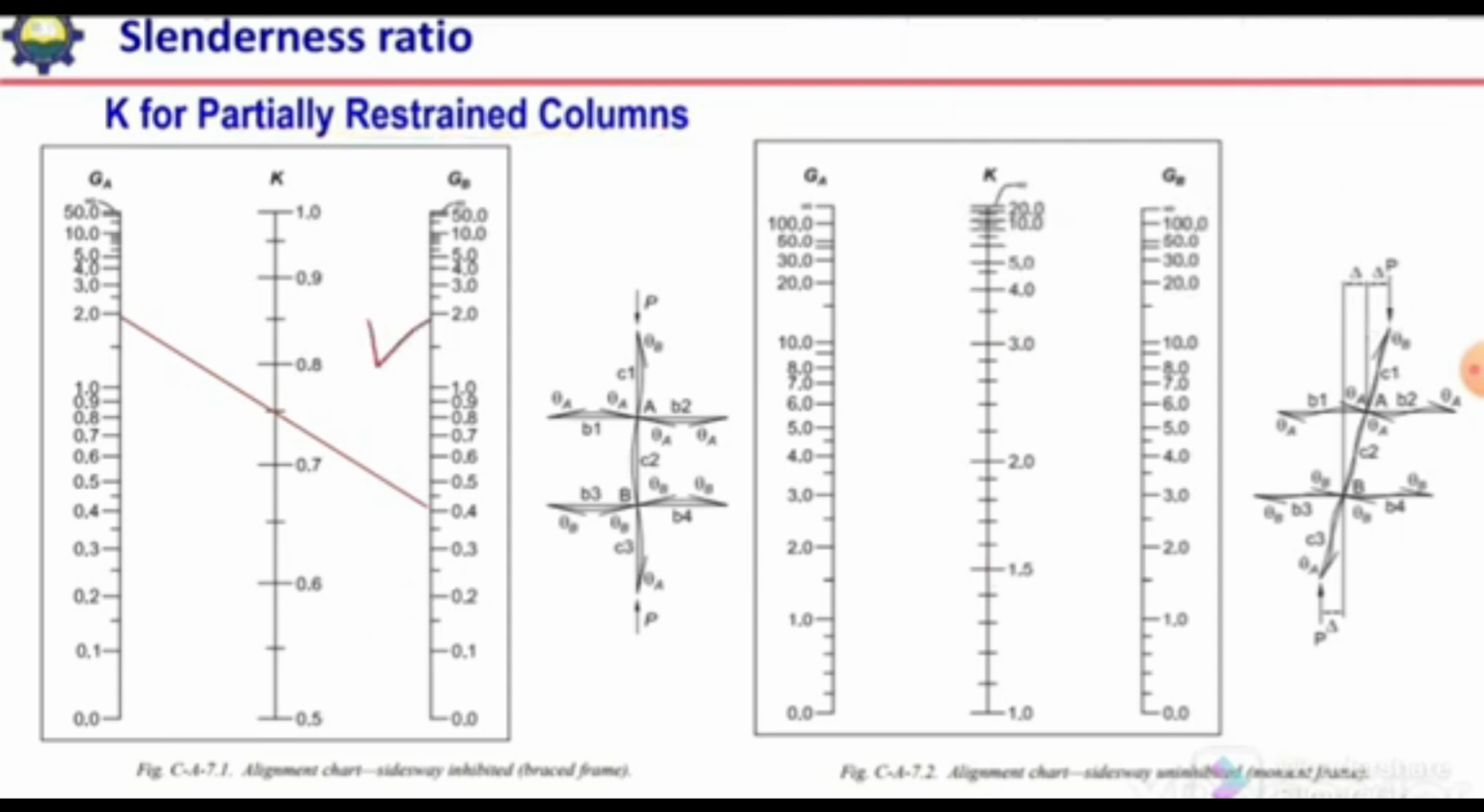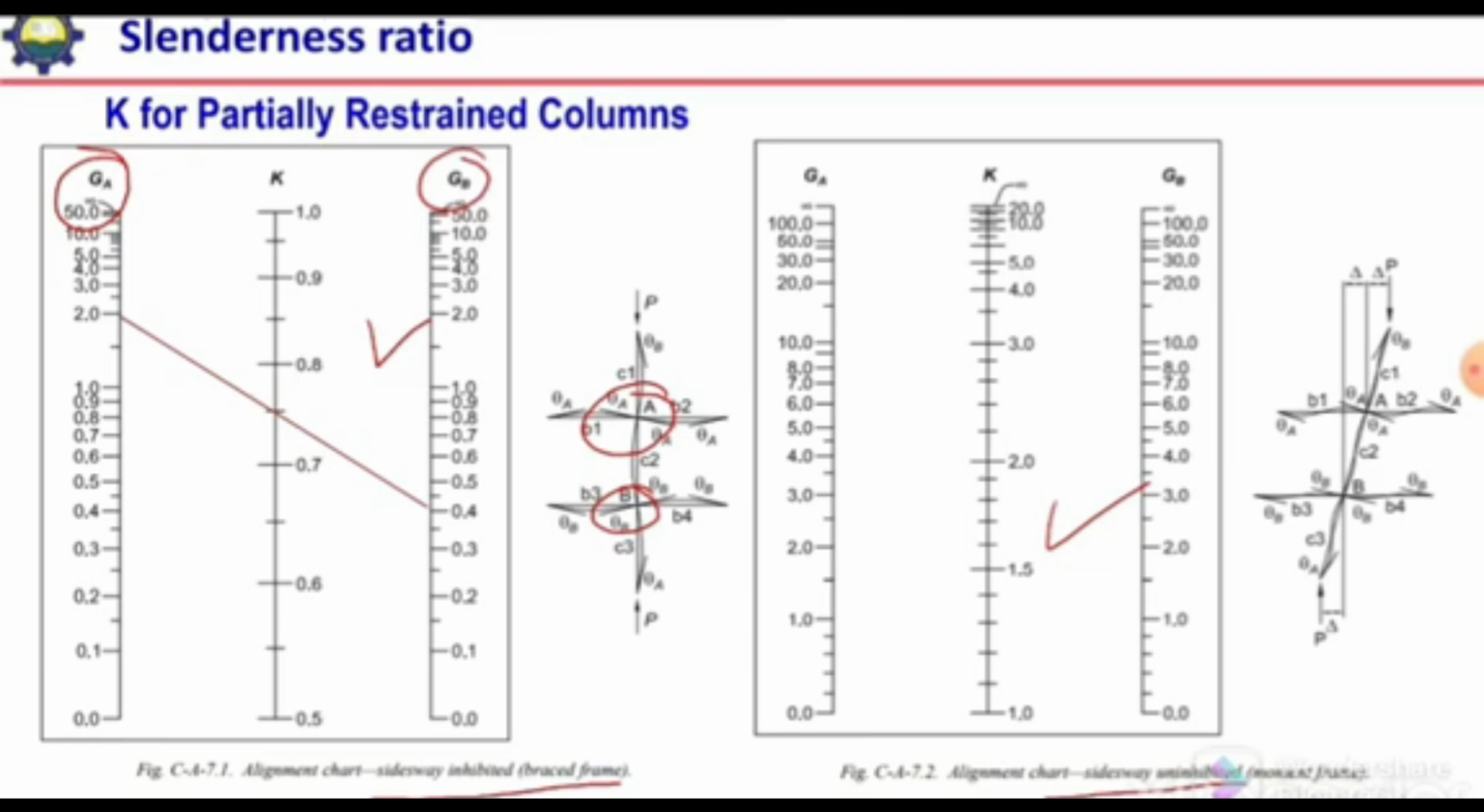So the first chart is for the frames in which sway is prohibited or sway is restrained. So in that case we can use this chart, and in case of frames where side sway is permitted, in that case we will use this chart. So to find the value of K from this chart we need to calculate GA and GB. GA will be at this joint and GB will be at the bottom joint, and then we need to align these values. This is the alignment chart.